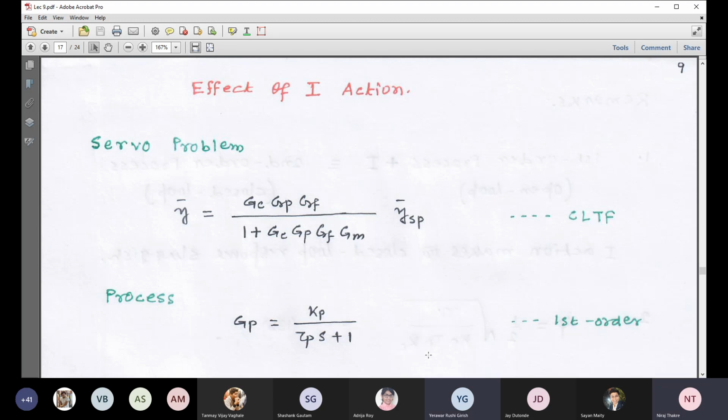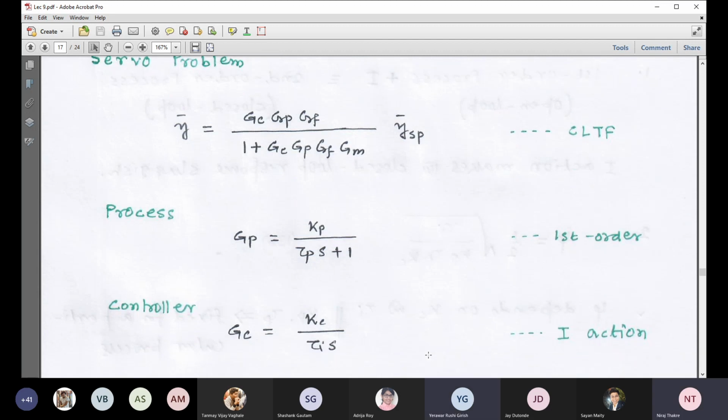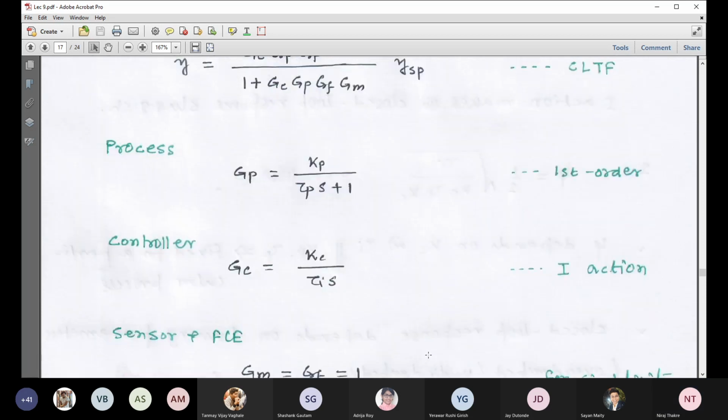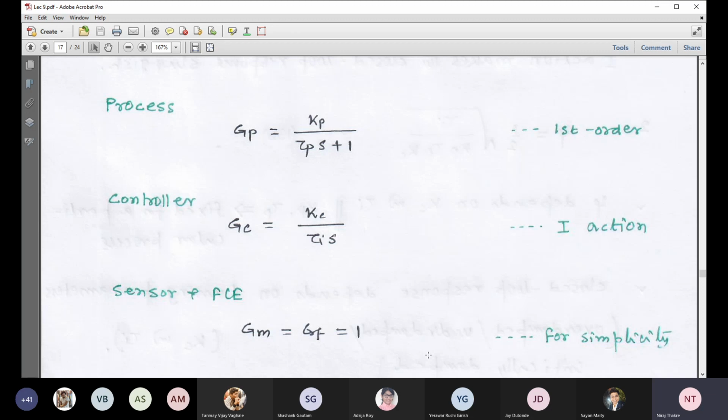Sir, Kc by tau I s. Kc by tau I s is correct. Roll number 19CH30029. Correct. So this is our controller equation. You see, we are picking up only the integral action. We are not considering proportional or derivative action. And as usual, for our sensor and final control element, we are considering the transfer function 1.